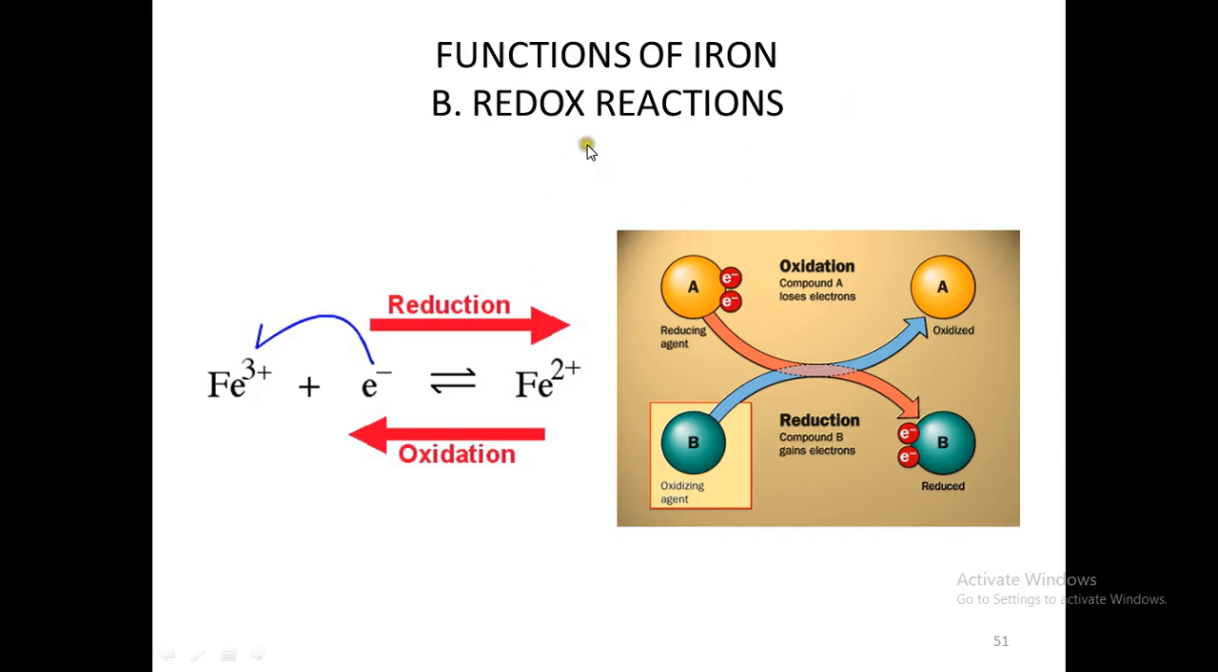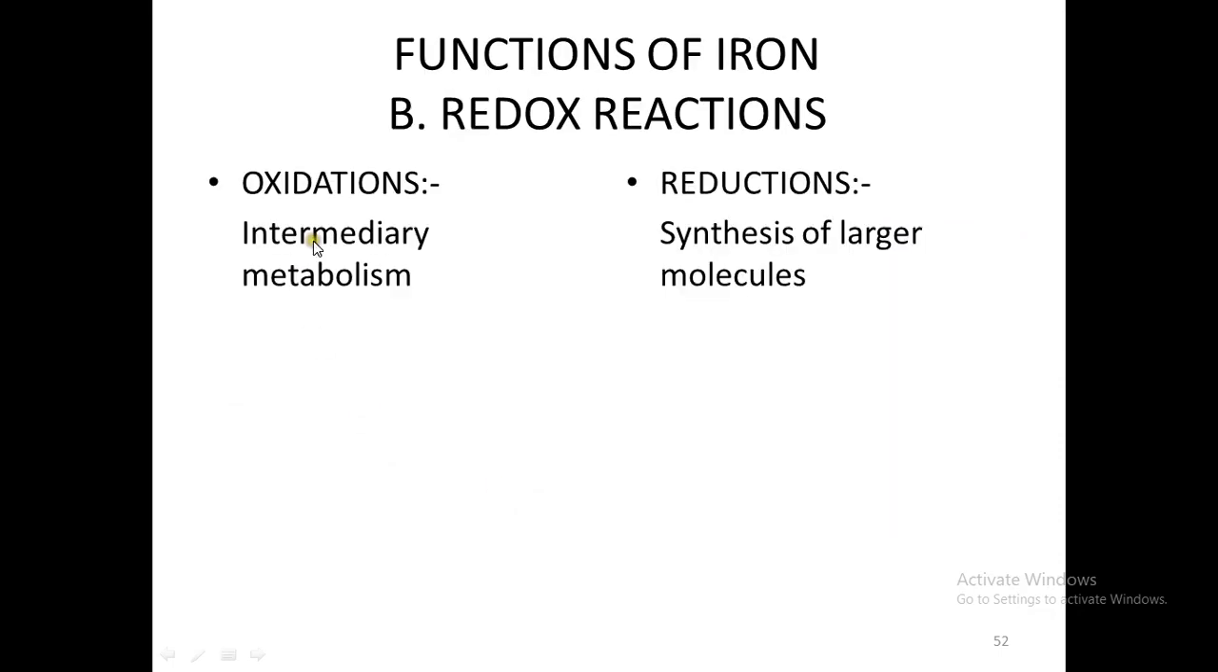Second important function of iron is that it is essential for redox reactions. Redox reactions means reduction-oxidation reactions. How does this happen? Ferric iron is continuously changing into ferrous and ferrous is changing into ferric. Ferric takes an electron and becomes ferrous. This is called the reduction reaction. And ferrous loses an electron and becomes ferric, and this is called oxidation reaction. And these are continuously happening inside the body.